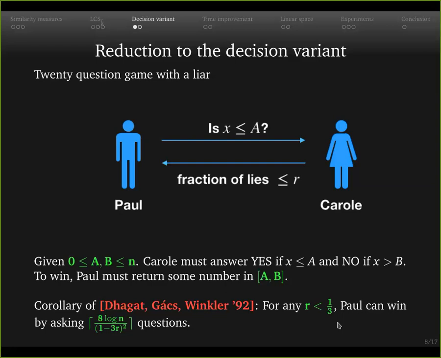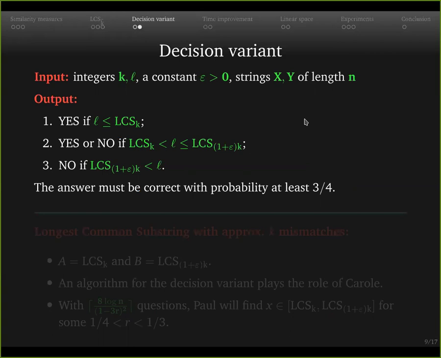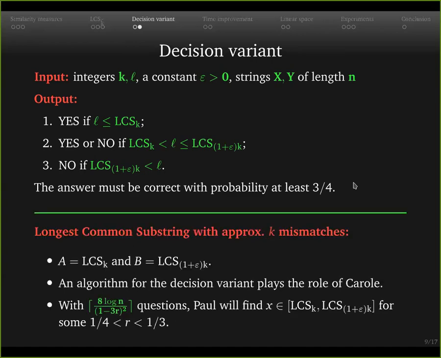And then we can use this technique to actually solve only the decision variant of our problem, which is the following. In addition to the integer k and the constant epsilon, we give ourselves an integer L, and our goal is to answer yes if we're below LCSK of x and y, and yes or no if we're between LCSK and LCS (1 plus epsilon)k, and no if we're above LCS (1 plus epsilon)k. And the answer must be correct with probability at least 3/4, so we can apply the results on the 20 question game with a liar.